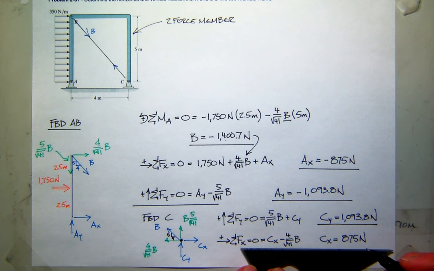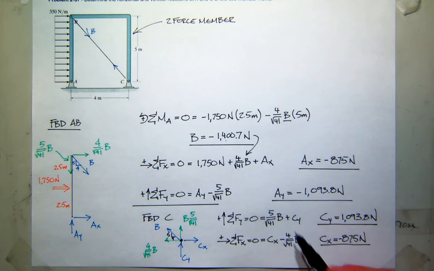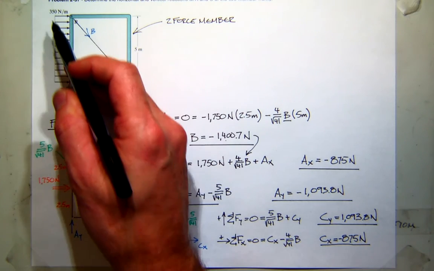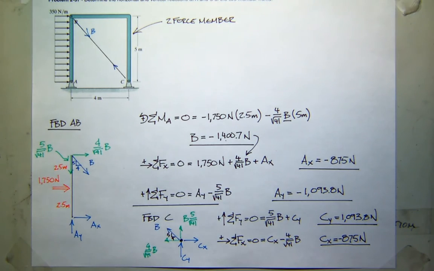Positive or negative? Negative. Right? Because you plug a negative in for B, this becomes positive. You have to throw it to the other side of the equation, it becomes negative. So both the X components are to the left, reacting with the applied force, which is to the right.